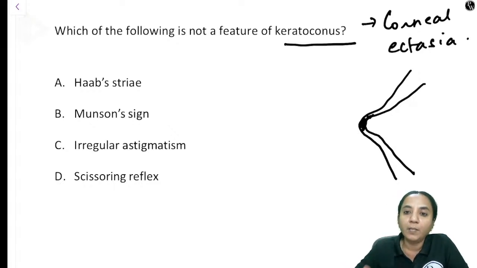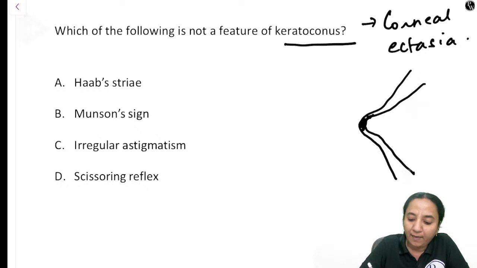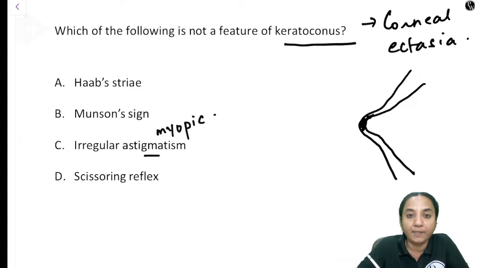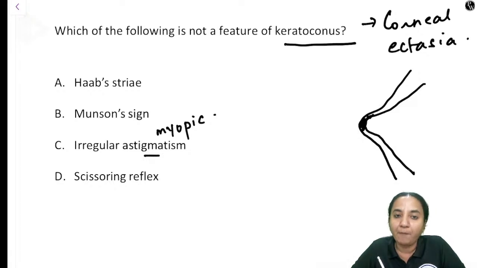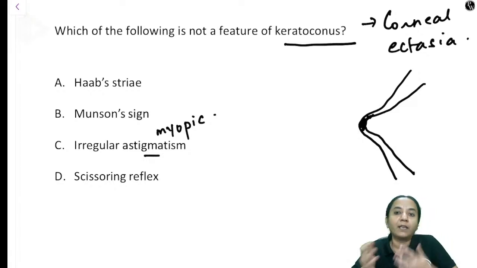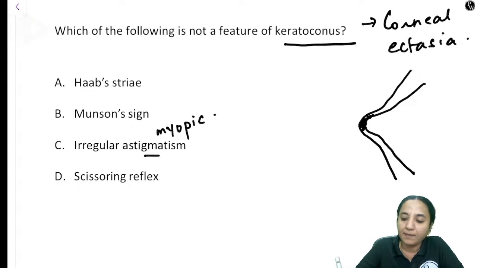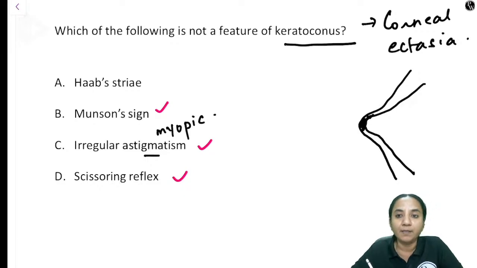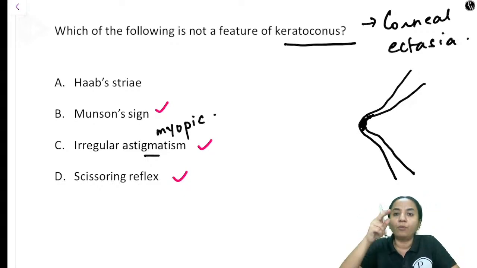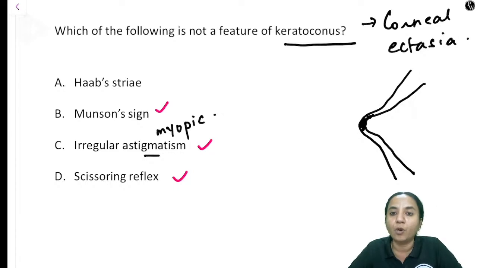And because of this protrusion, what do you see? You see an irregular astigmatism. So it's an irregular myopic astigmatism. And because of this, the early sign that you get on retinoscopy is the scissoring reflex. So see, this is correct. And in advanced keratoconus, you get Munson sign. Munson sign means when you ask the patient to look down, the protruded cornea indents or presses your lower lid. So all these are correct.